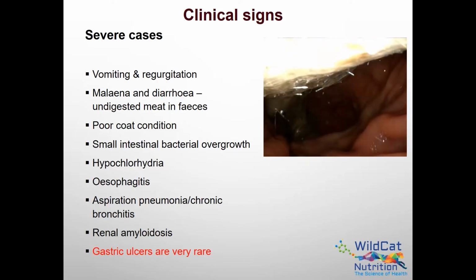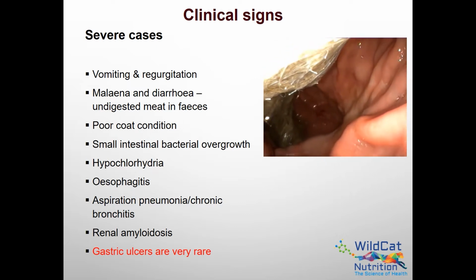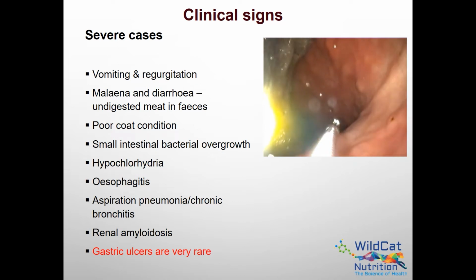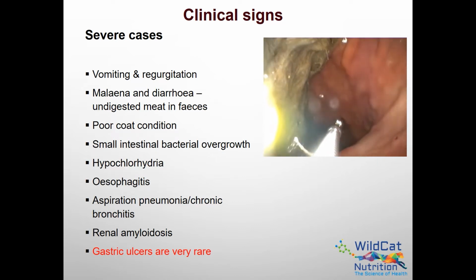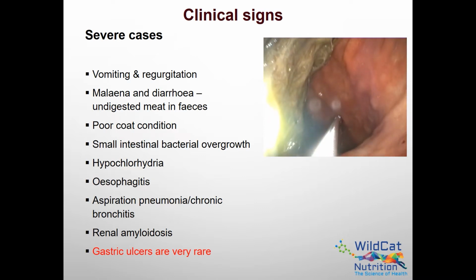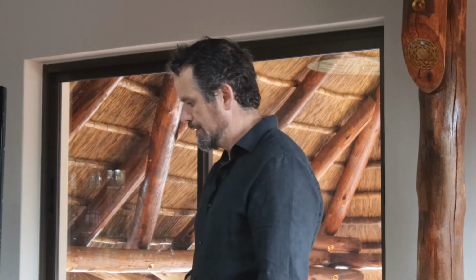And then a question mark about renal amyloidosis. I don't think it's really associated. That's a form of kidney failure that many people still believe is associated with gastritis. Recent studies really show that it is not. But gastric ulceration is very, very rare. I've never seen a cheetah that has actual ulcers in the stomach. And that's important when it comes to some of the treatment options that we would normally consider.